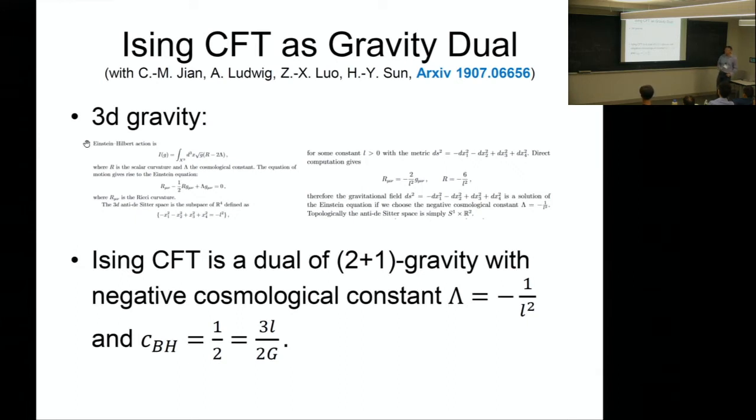So what I want to claim for you is, again, joint work with Station Q postdoc Chaoming Jian, Andreas Ludwig, a physicist at UCSB, Zhu Luo, and Haoxuan Yu. I want to claim that if you take 2+1 dimensional Einstein gravity with negative cosmological constant, in anti-de Sitter space of radius L, and you have the so-called Brown-Henneaux central charge, which is 3 times the anti-de Sitter radius L divided by 2 times the Newton constant in 3 dimensions, if this is 1/2, then I claim the dual theory on the asymptotic boundary should be the Ising CFT. That's what I'm going to make an argument for.